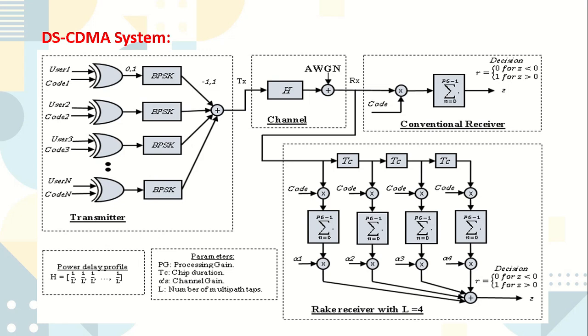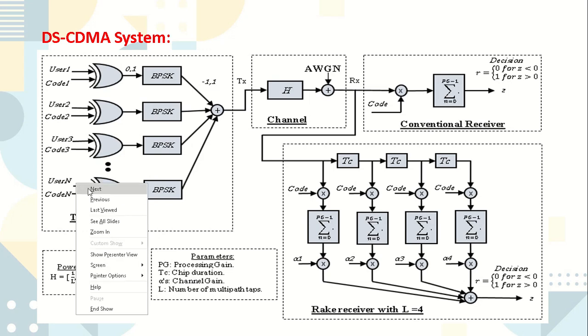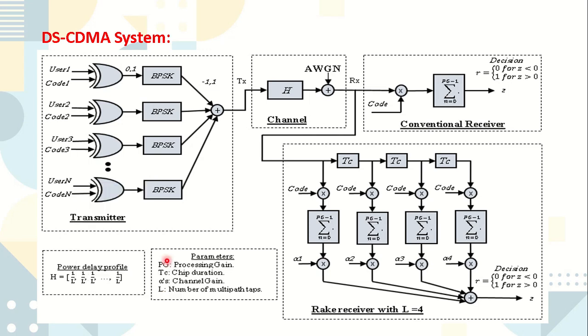DS-CDMA system. The figure shows the various parts of the system. Here we can see the transmitter block diagram, the channel block diagram, and the two different types of receiver, the conventional receiver and the rake receiver.